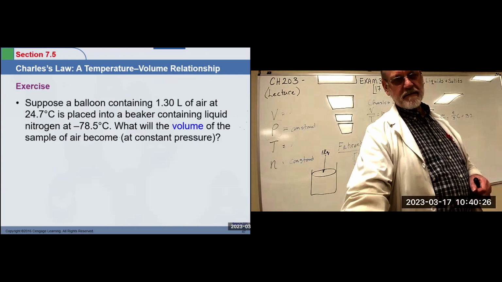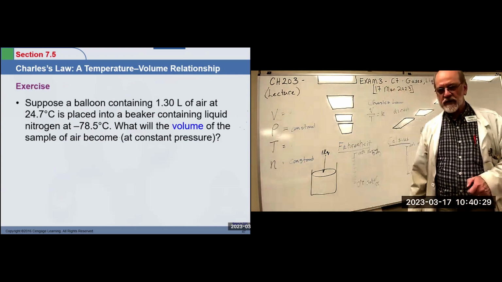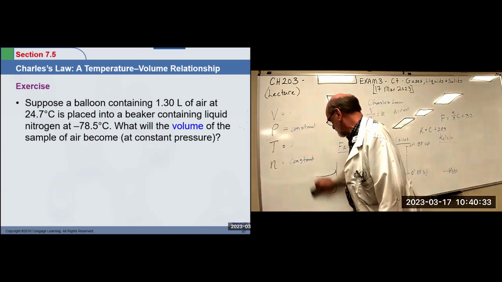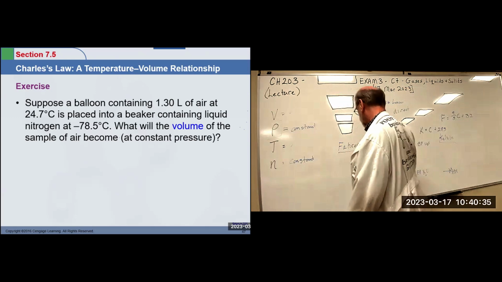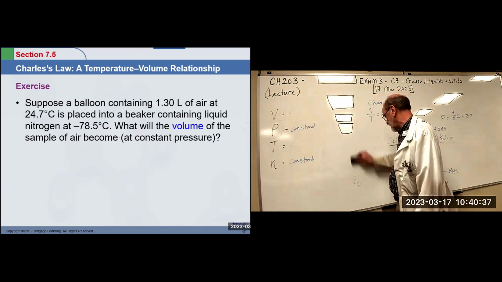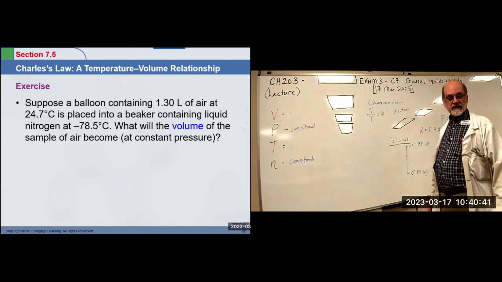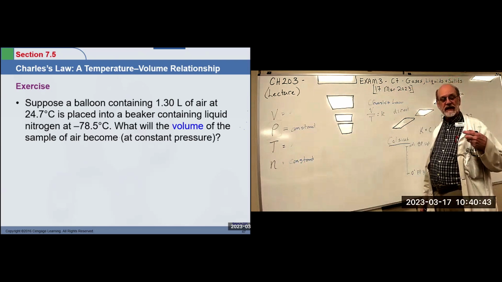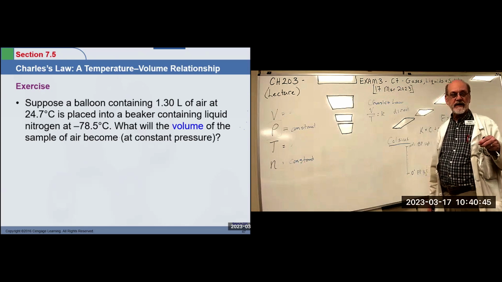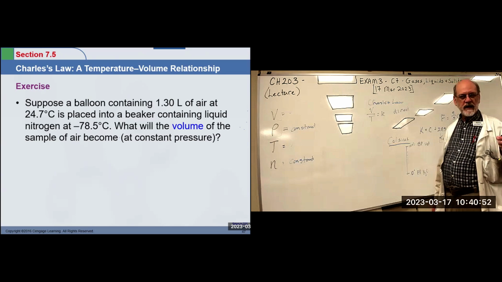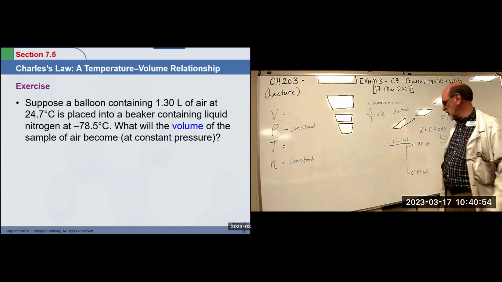All right. So if we have a balloon that contains 1.3 liters of gas, and by the way, a gas is a gas is a gas, at 24.7 degrees Celsius, placed in a beaker containing liquid nitrogen at minus 78.5 degrees Celsius, what will the volume of the sample of air become at constant pressure?